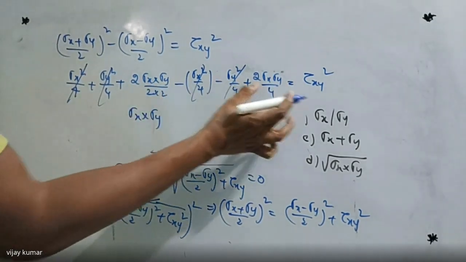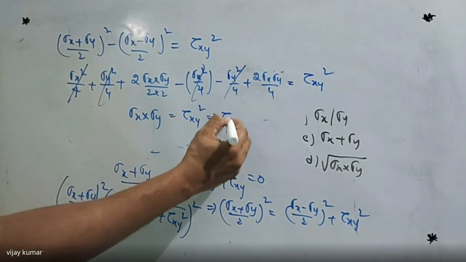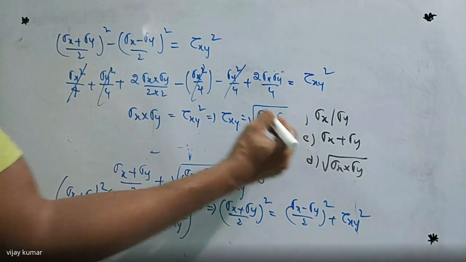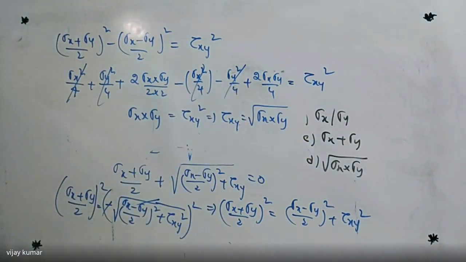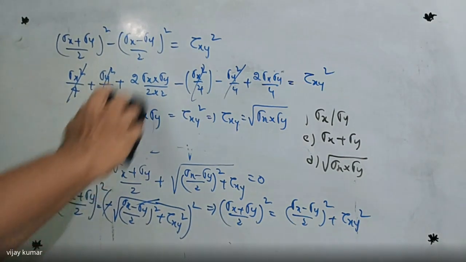If we add these two terms, it is equal to how much? Tau xy square. That implies tau xy is equal to the square root of sigma x into sigma y. So this is the way of calculation. So what is the value of tau xy if any one of the principal stress is 0? Have you got my point? All right. So here, one more question is given in the GATE examination. Please take care about those things.